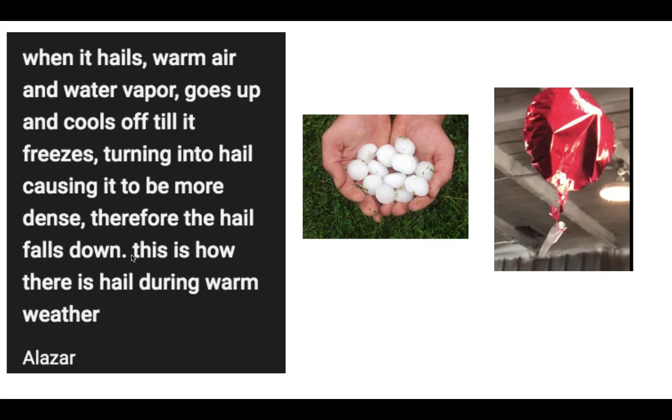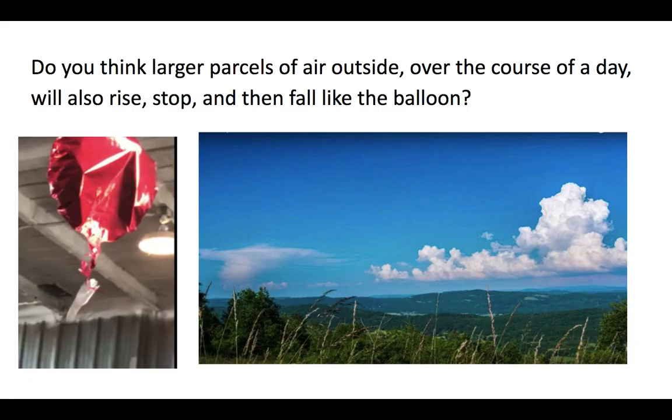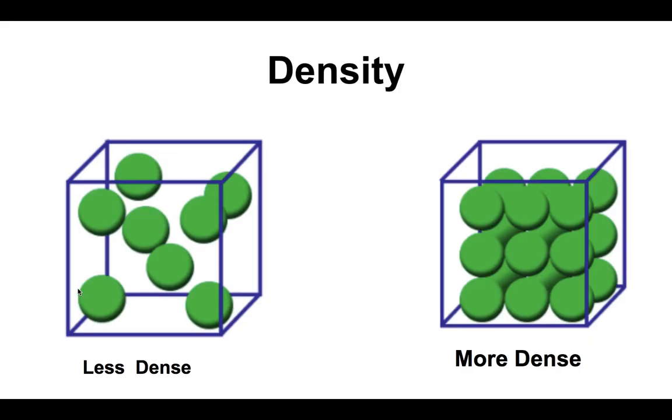Alazar made a great connection to what we saw with the balloon and our question about hail, thinking that when it hails, the warm air might go up and cool off till it freezes. A lot of you made this connection on our Padlet, and some of you just want to know the answer. Today we'll look at what happens to larger parcels of air outside over the course of a day, and we'll see if they do the same thing that the balloon did: rise, stop, and then fall.